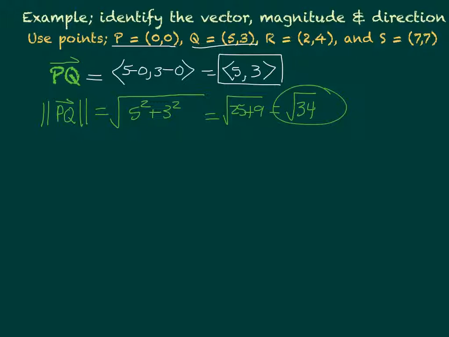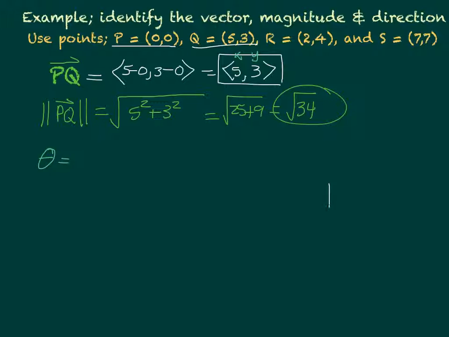Now the last thing we want to find is the direction. Now the direction is an angle measure. So somehow we need to find that angle measure. To do that, we're going to have to incorporate our x's and our y's from our vector. Think of it as our x, y. This is going to be where our picture comes in handy.